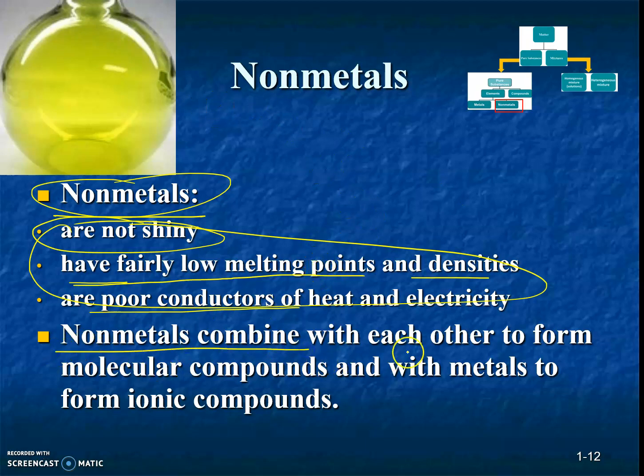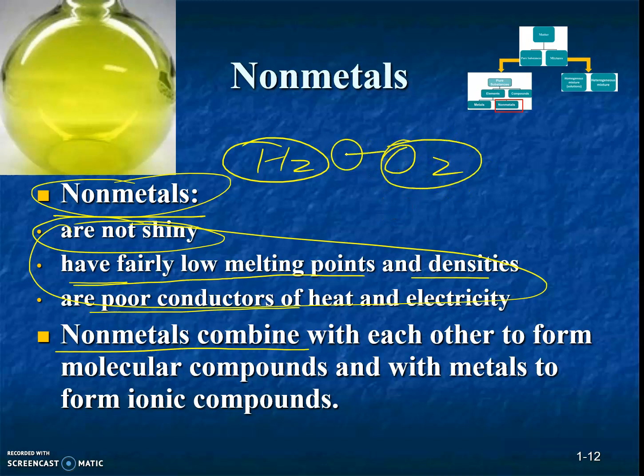A non-metal can combine with metal to make a compound, and can also combine with non-metal to make a compound. Like hydrogen by itself is a non-metal, oxygen by itself is a non-metal, but if they react, they will make a compound too, even though both of them are non-metals. Okay, so here are the properties of metals and non-metals in the element group. And remember, no matter whether you are metal or non-metal, you still belong to the pure substance.